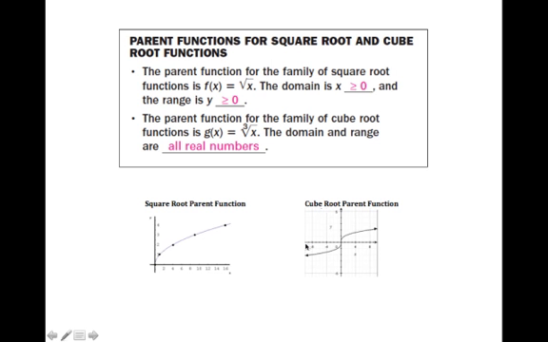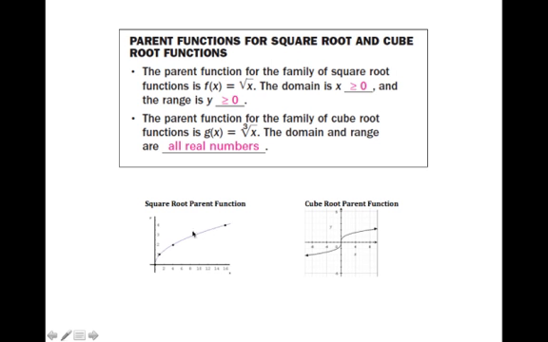The parent function for the family of square root functions is f of x equals square root of x, just plain old y equals square root of x. The domain is going to be x greater than or equal to 0 because if x is less than 0 you're going to be generating imaginary numbers and that's not what we want. And the range is going to be y greater than or equal to 0.